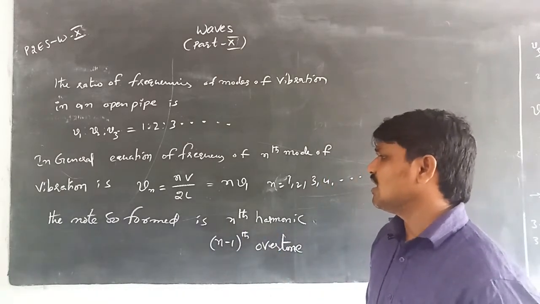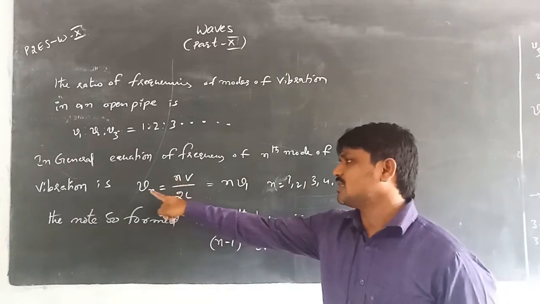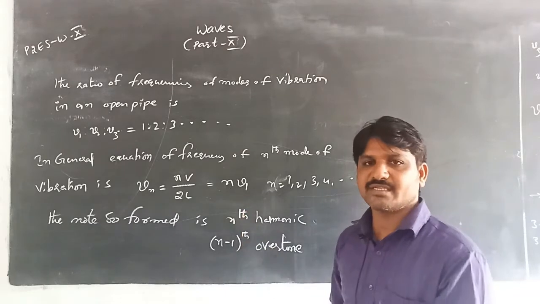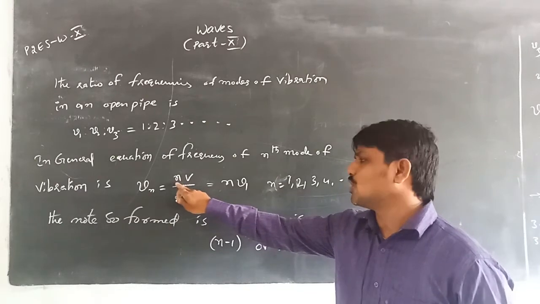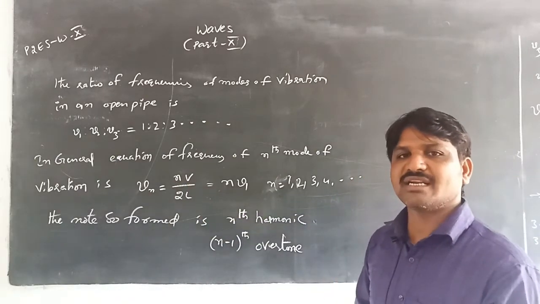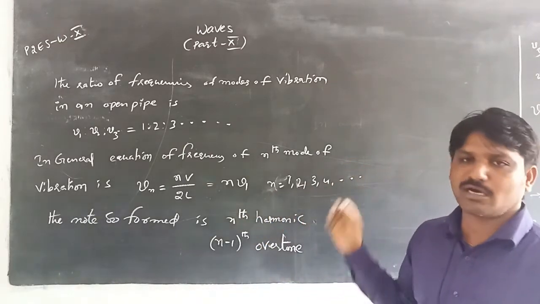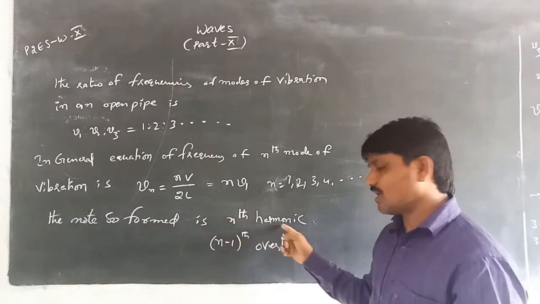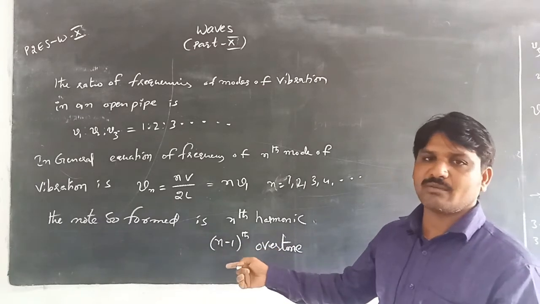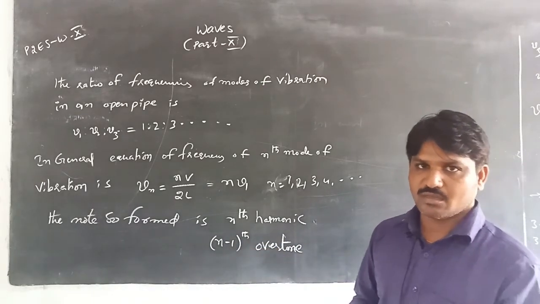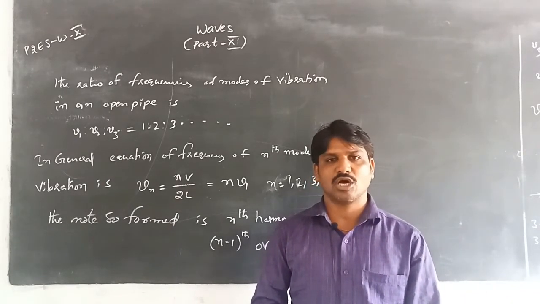From the equation nu n is equal to nV by 2L, if n is equal to 1, then nu1 is equal to V by 2L, the fundamental frequency. In the second mode of vibration, n is equal to 2, substituting gives 2V by 2L, the second harmonic or first overtone. Like that, n harmonics are possible, and the overtones are formed with n minus 1 harmonics. This is the modes of vibration of air columns in an open pipe.